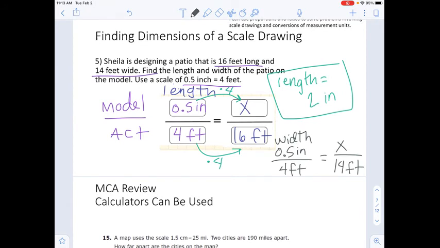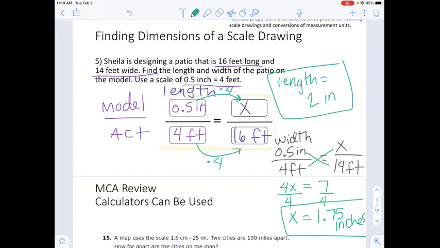All right, here's what I'm going to do. I'm going to cross multiply to solve this. 4 times x is 4x. 14 times 0.5 is 7. Divide both sides by 4. And I'm left with the width is 1.75 inches.